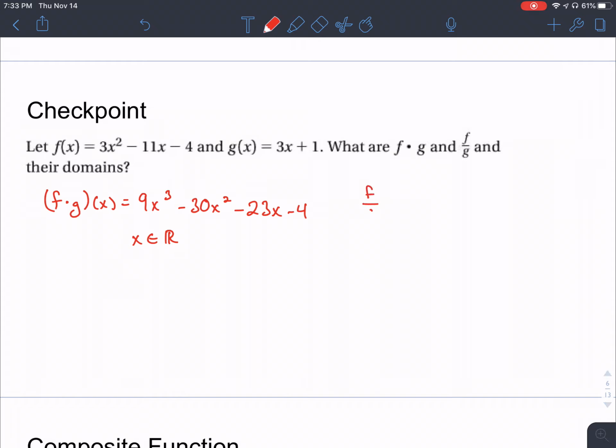F over g of x is equal to x minus 4, but x cannot equal negative 1/3.